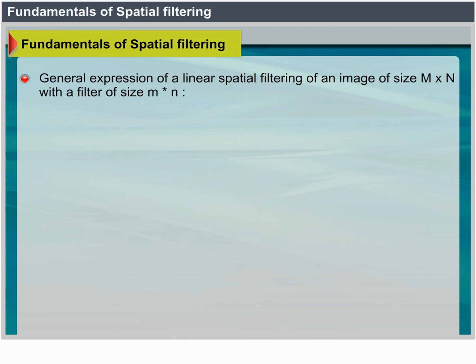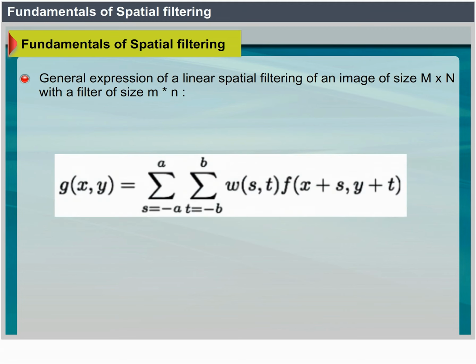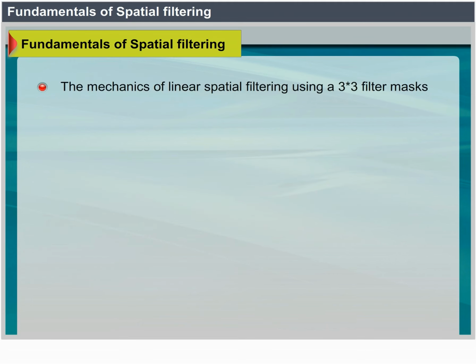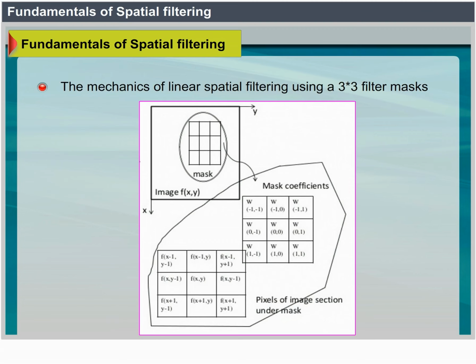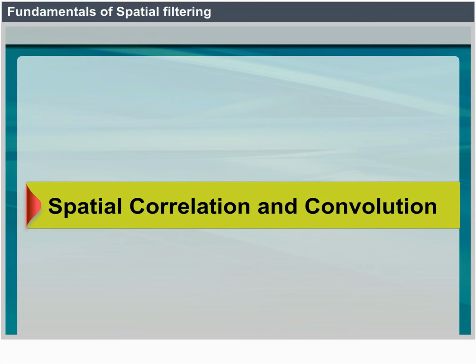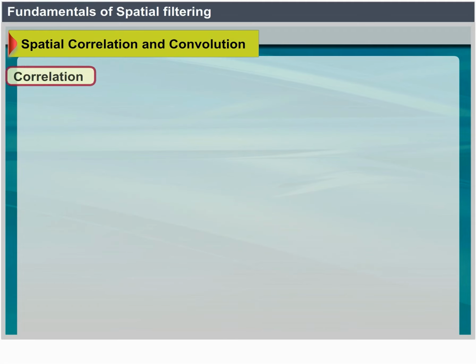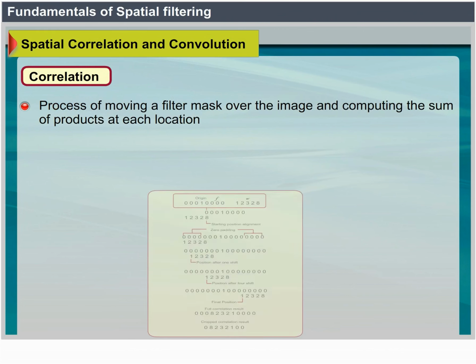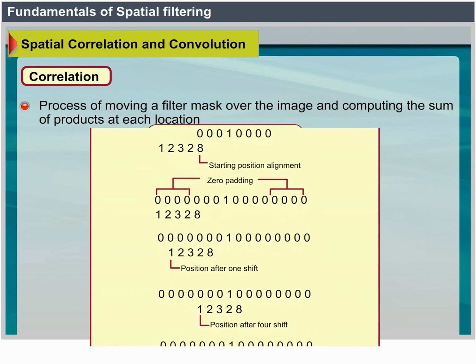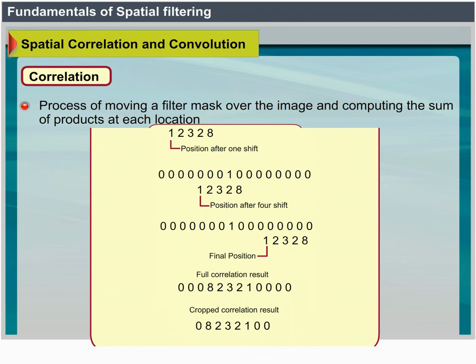Spatial correlation and convolution. Correlation. Process of moving a filter mask over the image and computing the sum of products at each location. Correlation is a function of displacement of the filter. If f contains all zeros and only one discrete unit impulse, the correlation of a function with a discrete unit impulse yields a copy of w rotated by 180 degrees, that is, a rotated version of the function at the location of the impulse.